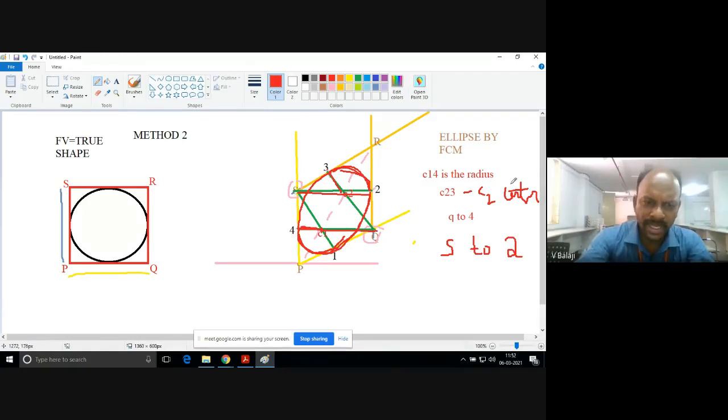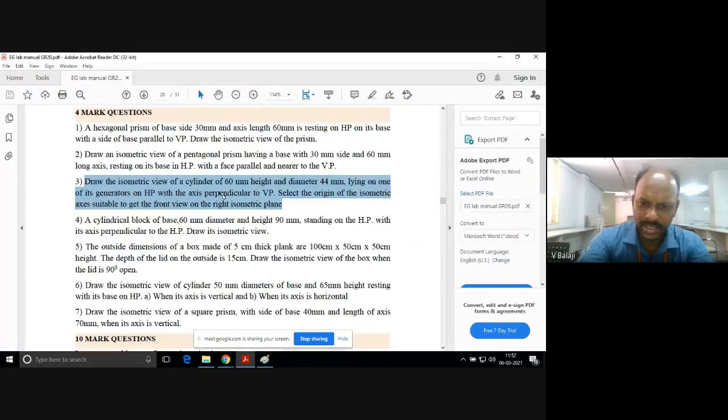This is only one of the bases. So one more base is there, right? Yes, sir, because it is a cylinder, right? It is sleeping. It is located on the HP, resting on one of its generators. Okay.